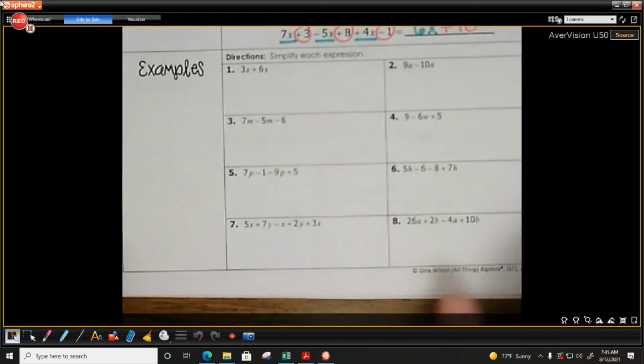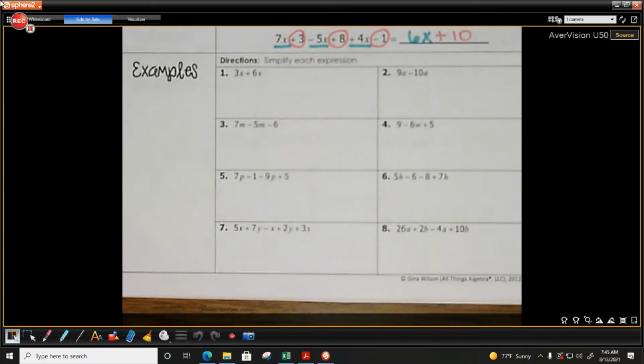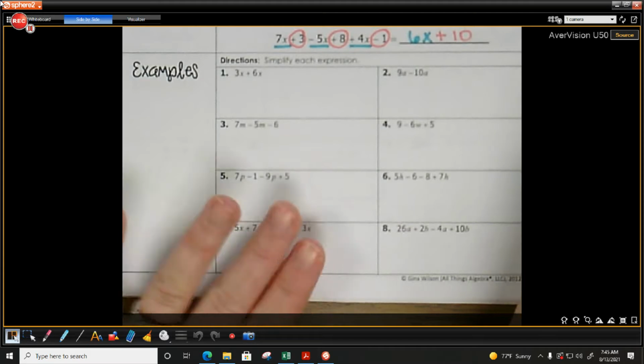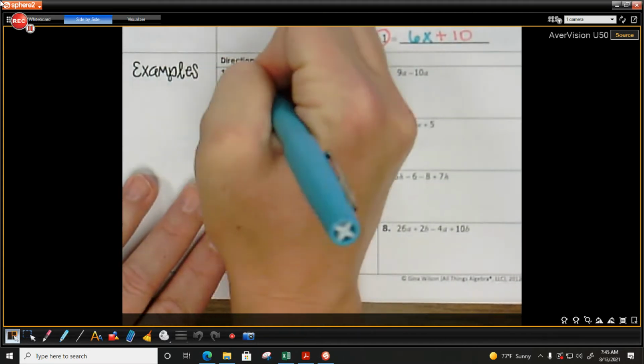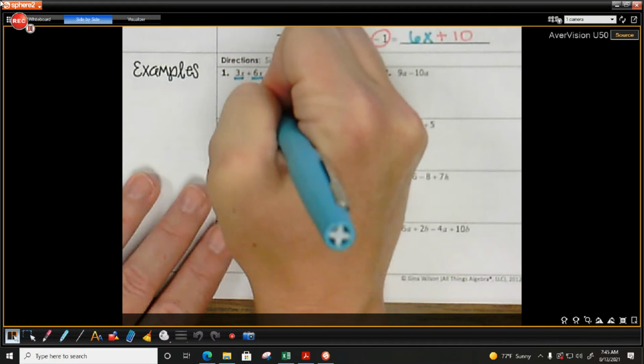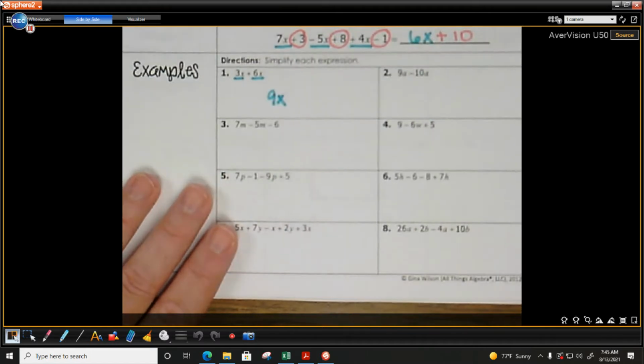Okay, so let's look at number 1. Are those two like terms? Yeah, they both have an x, right? So what's 3 x's plus 6 more x's? 9 what? X. Very good. There's nothing else to do. We're down to one term. That's how you know that you're done simplifying.